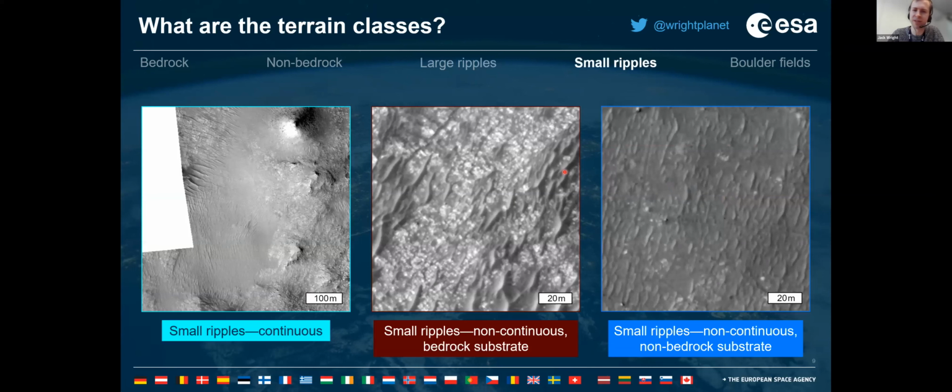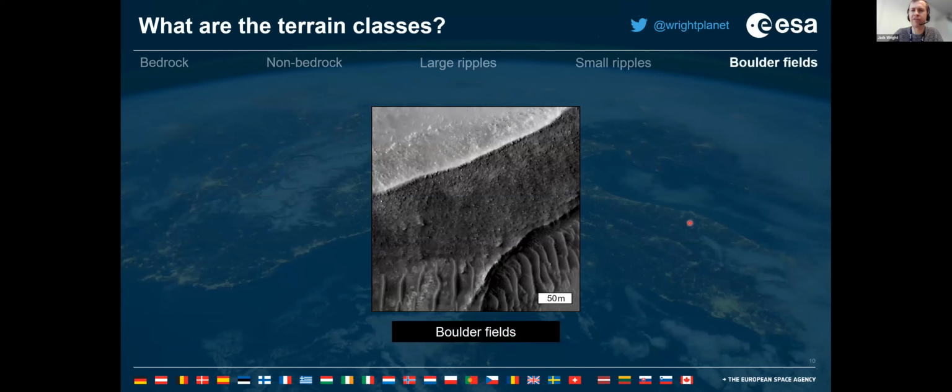And then small ripples are just the same, but smaller, as the name suggests. So there's some here in the floor of an impact crater in a continuous field. And then here are some isolated ones again, either with a bedrock substrate, again, in this case, maybe fractured bedrock, and then in this case, some sort of non-bedrock substrate. And then the final group is boulder fields, which only has a single class called boulder fields in it. And so the machine learning algorithm is able to identify boulders in isolation.